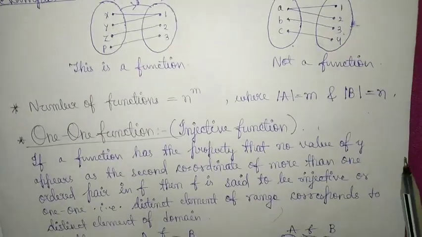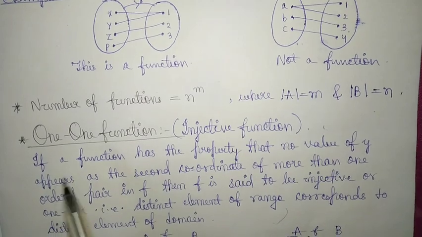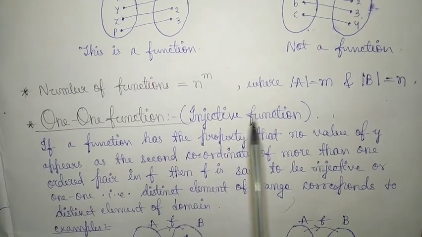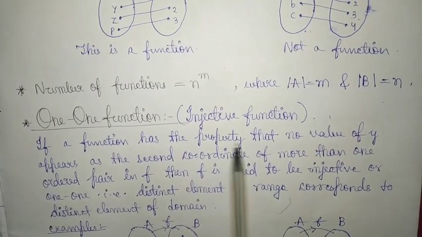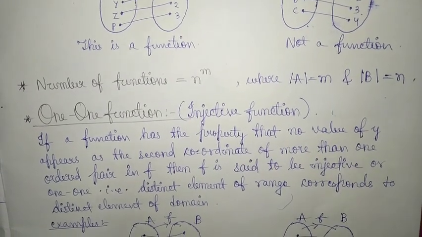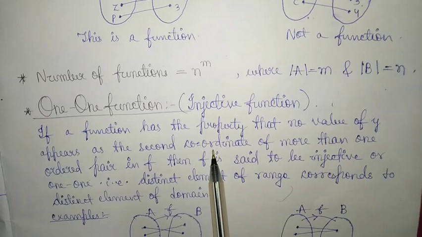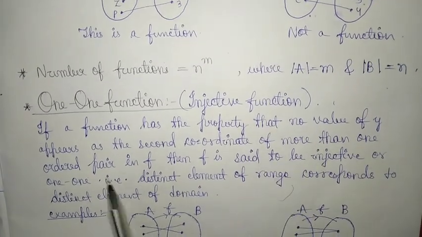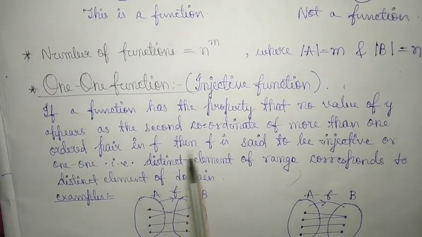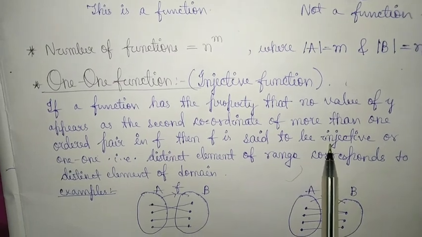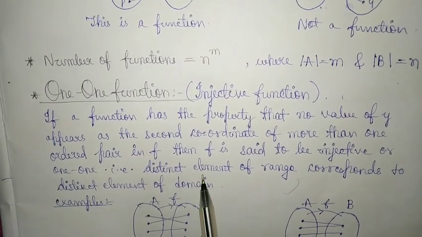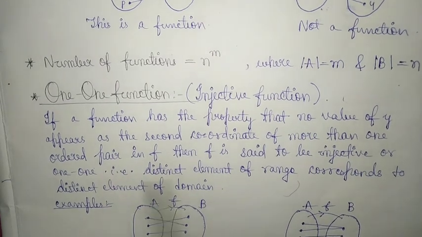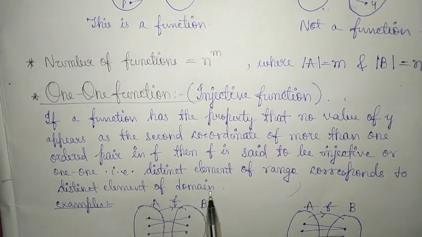Now let us see what is a one-one function. A one-one function is also known as an injective function. If a function has the property that no value of y appears as the second coordinate of more than one ordered pair in f, then f is said to be injective or one-one. That is, distinct elements of the range correspond to distinct elements of the domain.